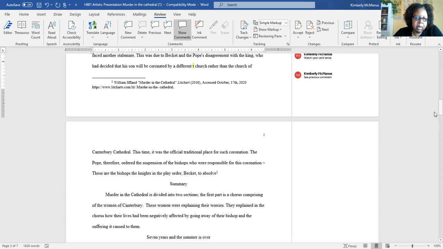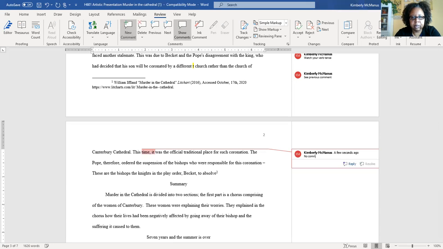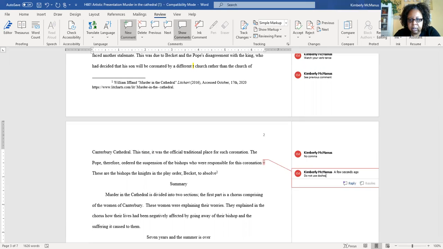That the Church of Canterbury, church rather than the Church of Canterbury Cathedral. This time, it was no comma after it, no comma after time. The official traditional place for such coronation. The Pope, therefore, ordered the suspension of the bishops who were responsible for this coronation. Why in the world did you put a dash? Please don't do that. Do not use dashes. Okay, just don't try to use them, because you're using them incorrectly.